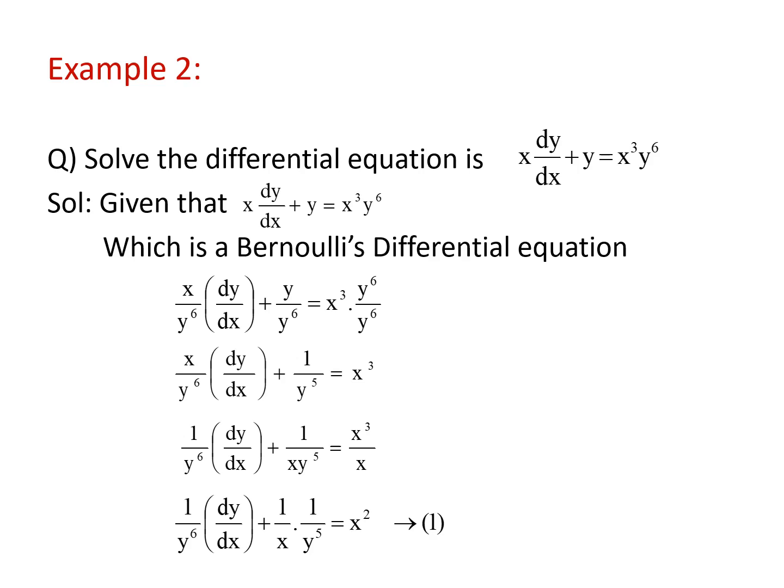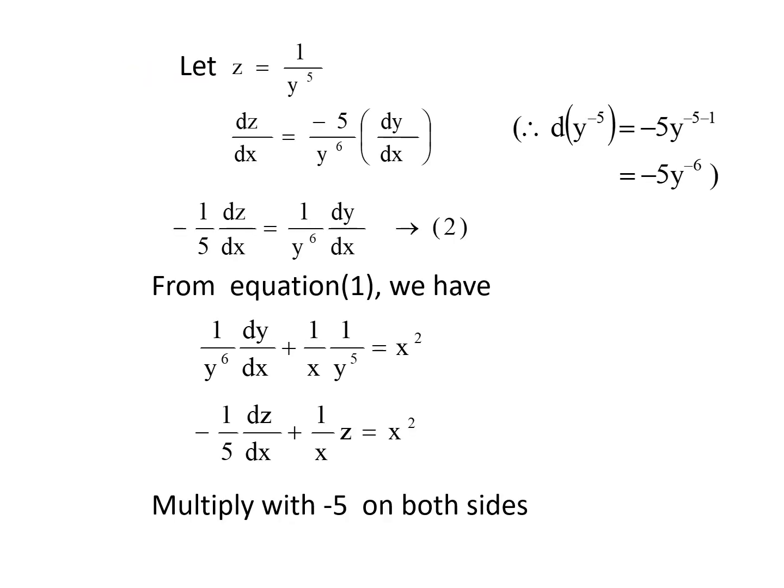Again here we are going to divide throughout by x, then the numerator x and denominator x cancel. So we got 1 by y power 6 into dy by dx plus 1 by x into y power 5 is equal to x cube by x. Move on to the next line. 1 by y power 6 into dy by dx as it is, plus, written separately, 1 by x into 1 by y power 5 is equal to, here x cube gets cancelled, so the leftover is x square in the numerator part. Let this be equation 1.